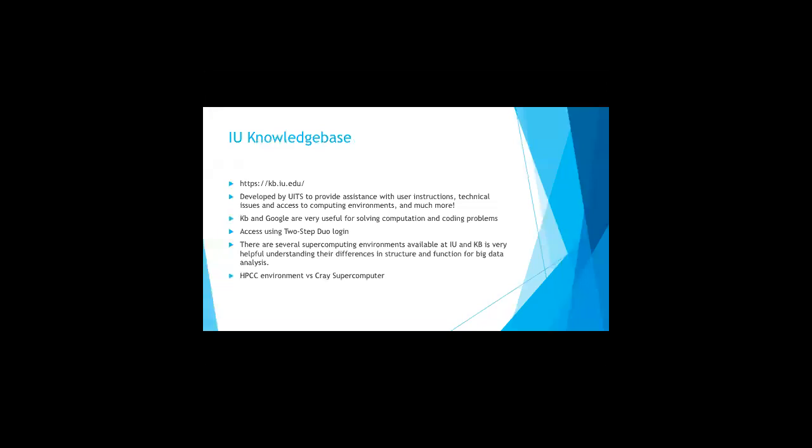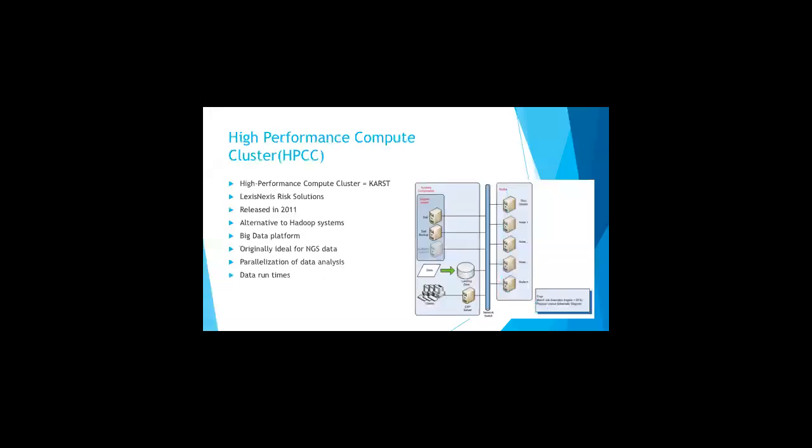The bottom line, the HPCC versus the Cray is a high-performance compute cluster versus a supercomputer. And we have both of those available for you, and I want you to see some of the differences. One of the compute environments here that's very commonly used is called KARST. It is a high-performance compute cluster. It was introduced in 2011, and it's set up on a node system. The one here has about 16 different nodes plus a head node.